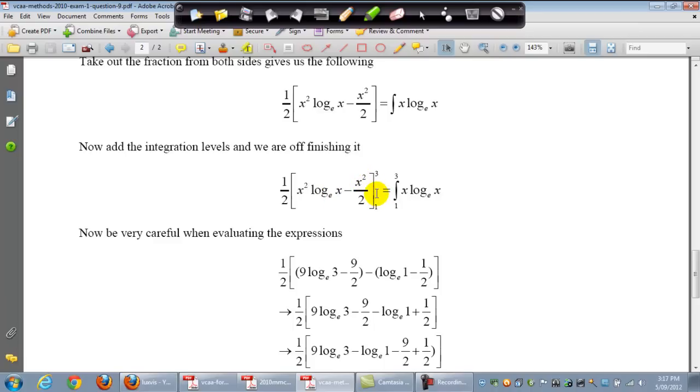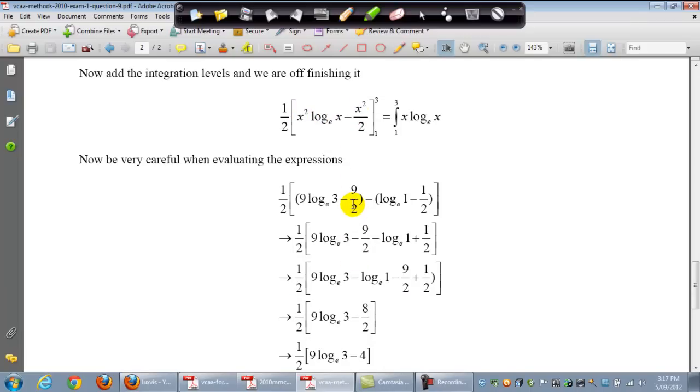Then take away, and we put the 1 in. 1 goes there, 1 goes there, 1 goes there. You get this. Now, keep your cool. Work out this, so it's 9 log 3, take away 9 on 2, take away log e 1. Now take away and a take away becomes a positive a half. Okay, so still keeping your cool.